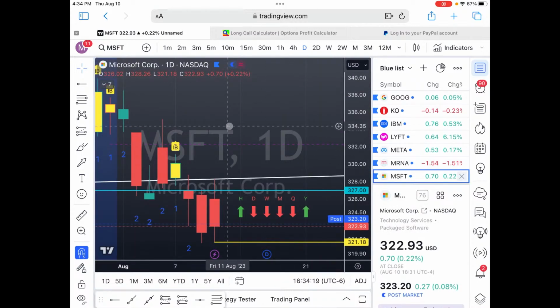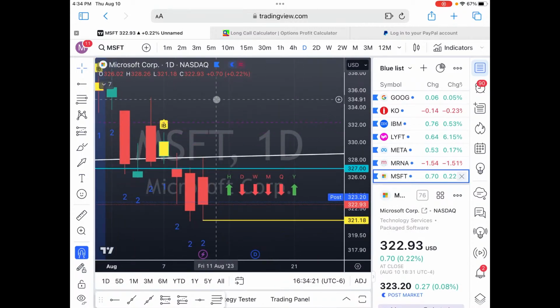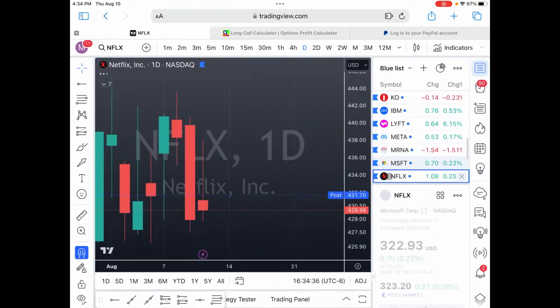We look at Microsoft, and a lot of the tech stuff has been coming down, and you can see where that sector rotation is happening. Tech had a really, really strong run for the last little while, and now we're starting to come back down a little bit. So Microsoft 2 up red. We're going to look for puts there at 321.18.